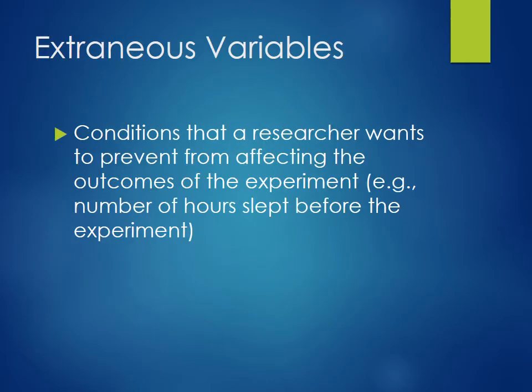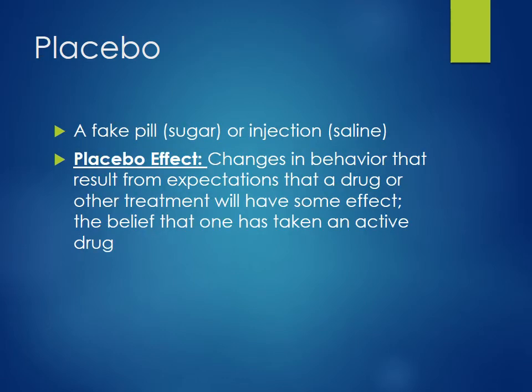One of the things that we cannot always account for are extraneous variables, conditions that a researcher wants to prevent from affecting the outcomes of the experiment. Example, number of hours slept before the experiment, especially for people in the control group, right? If they only slept 2 hours, that's really going to mess with your data. A placebo is a fake pill, sugar, or injection. The placebo effect is changes in behavior that result from expectations that a drug or other treatment will have some effect. It's the belief that you have taken the active drug when you haven't.